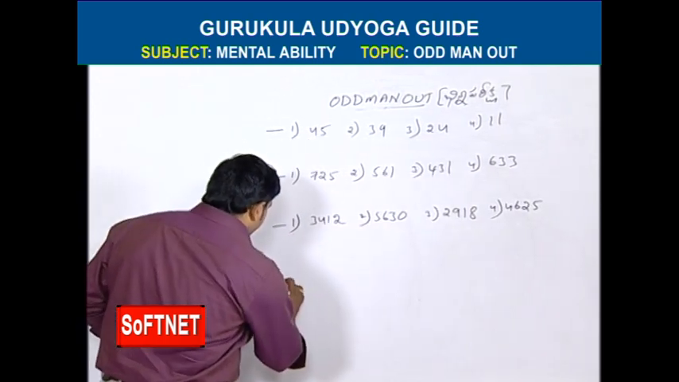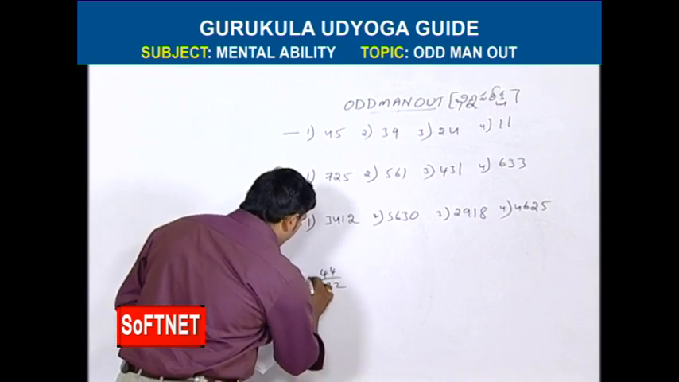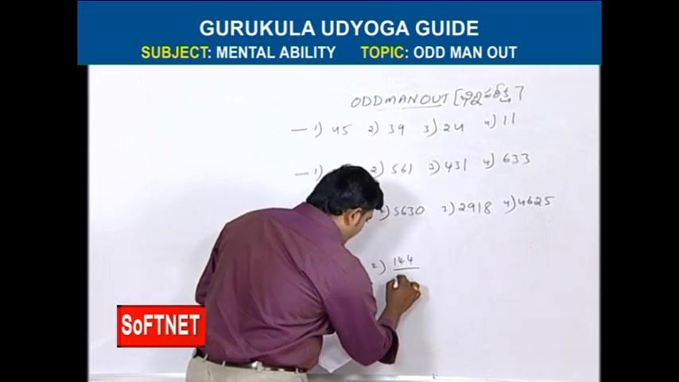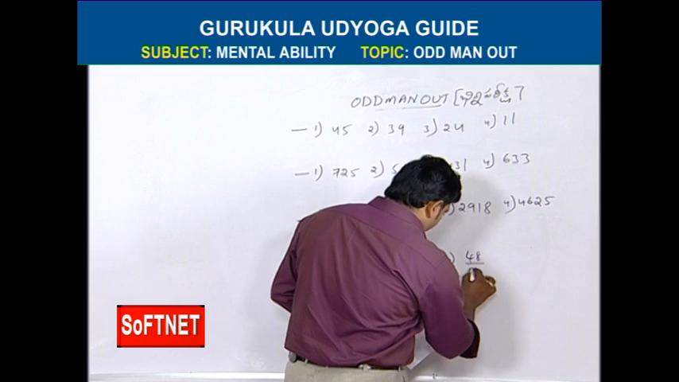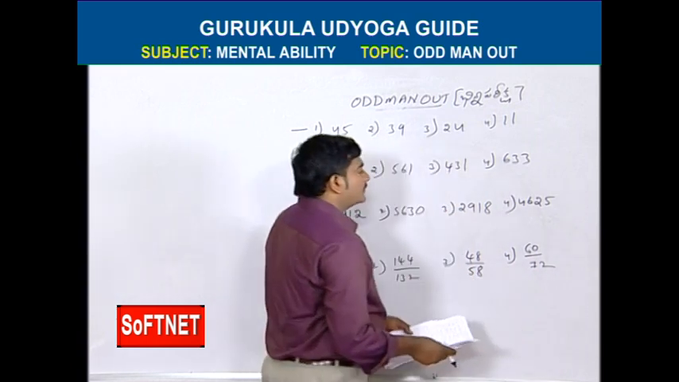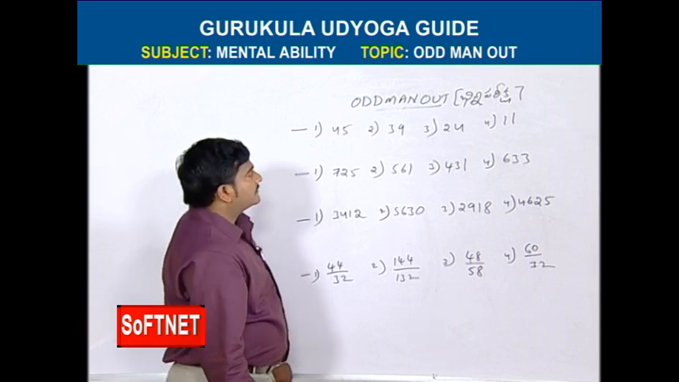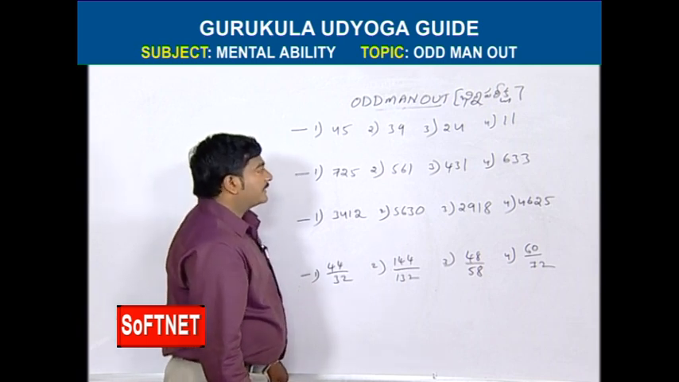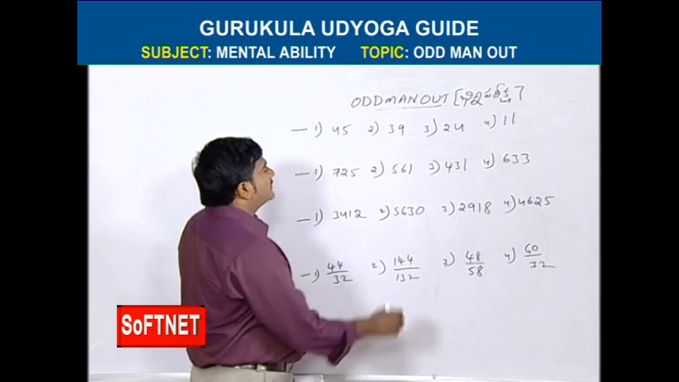The next question: first option is 44 by 32, second option is 144 by 132, third option 48 by 58, fourth option 60 by 72. These are some questions based on the number odd man out part. We will discuss them one by one. See, looking at the first question, do you get any idea? 45, 39, 24, 11. It's a logical thing.